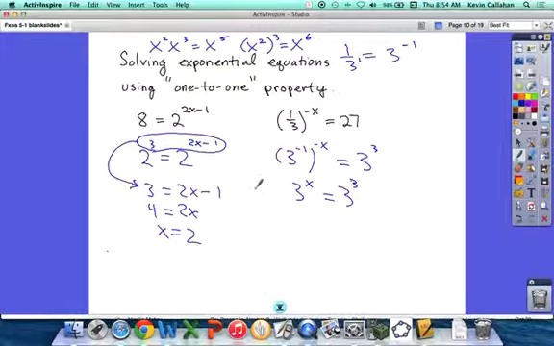Okay, now again, if the left side equals the right side and they both have the same base, then what does x equal? 3 to the x equals 3 to the 3rd, so x equals 3. Done. That's called solving equations with a one-to-one property. And the same property applies for logarithms. When we get to the next section, if we have a logarithm on one side equals a logarithm on the other side, then what's inside has got to be the same.